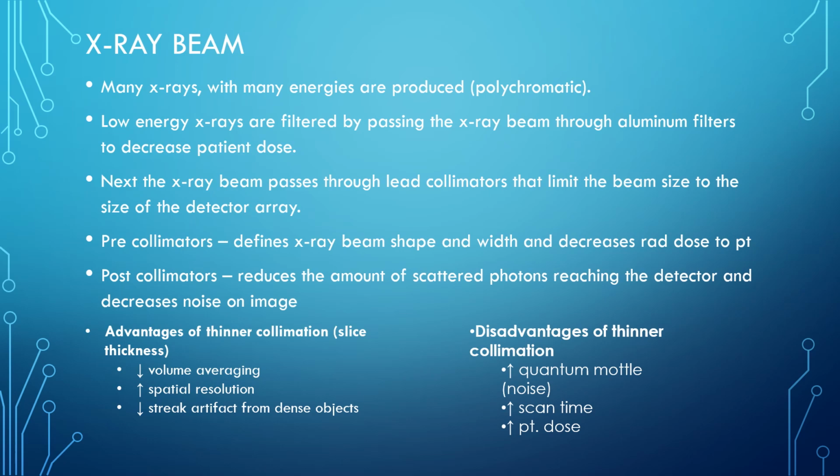When you're using thinner collimation, this does affect the slice thickness. This has less volume averaging, increased spatial resolution, and decreased streak artifact. Disadvantages of thinner collimation are an increase in noise, increase in scan time, and also increase in the patient dose.